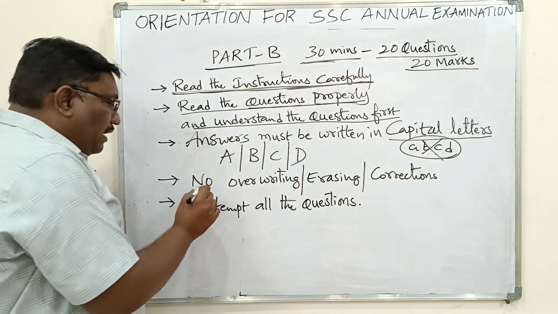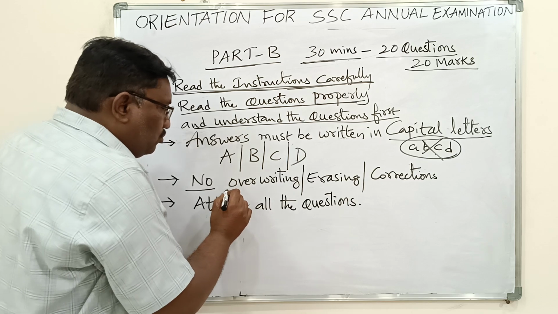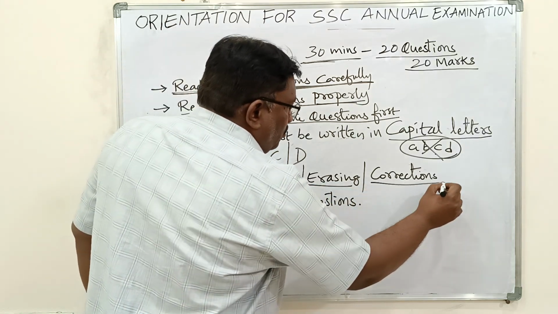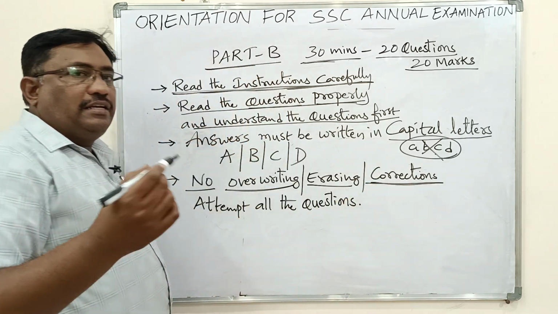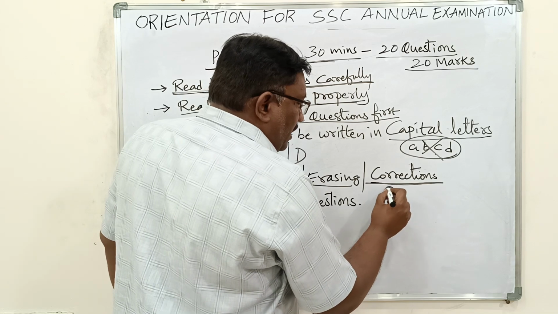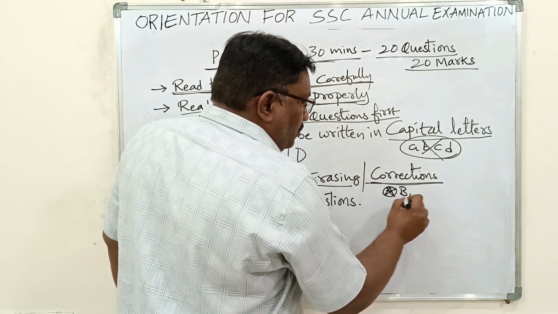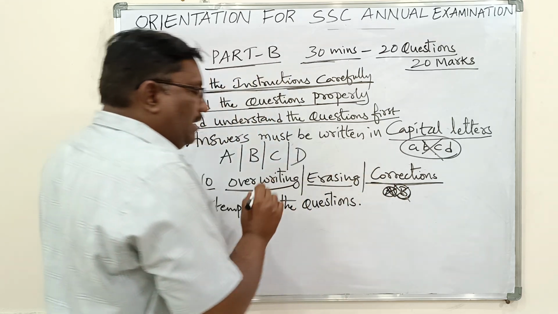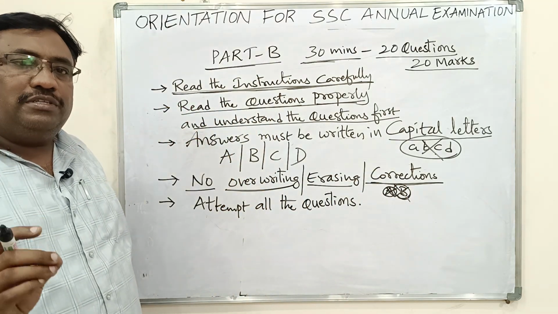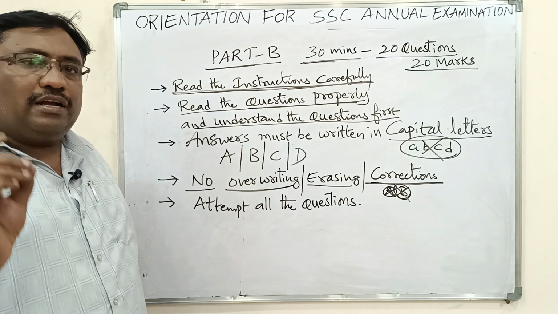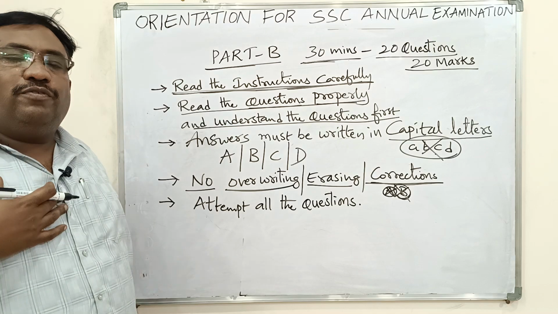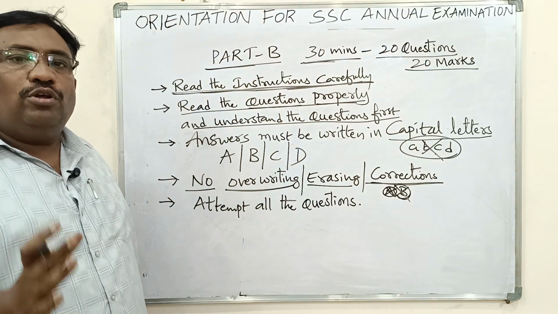Okay, so while answering, you must remember that there should not be any overwriting, any erasing, or corrections made to already written answers. Sometimes students write A, then cut it or rub it and write B. This should be avoided. Once you have written an answer, that is final. So before answering, read the question thoroughly, try to understand it, confirm the answer, and only then write it. Confirm yourself whether you are writing the correct answer or not.